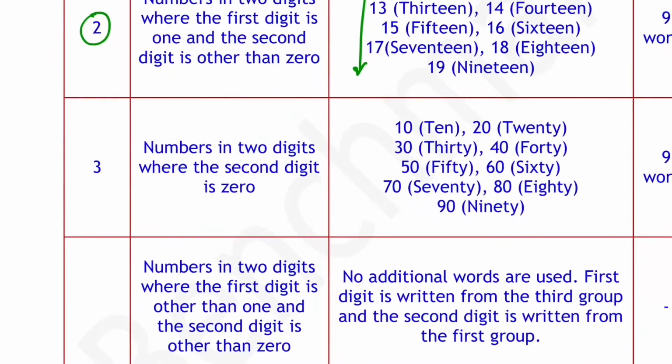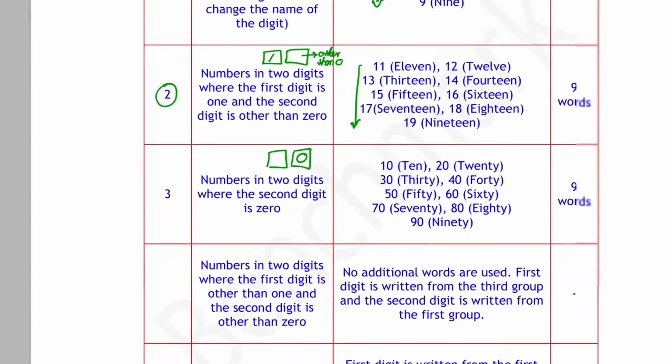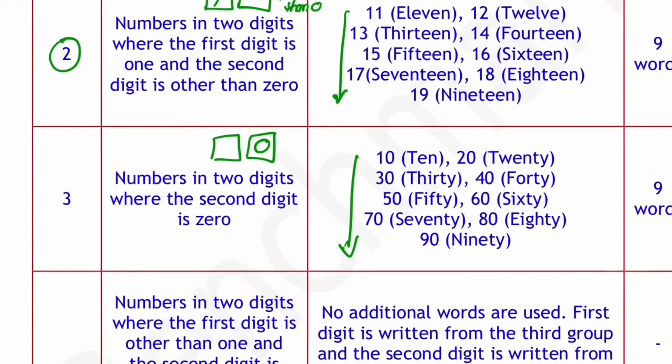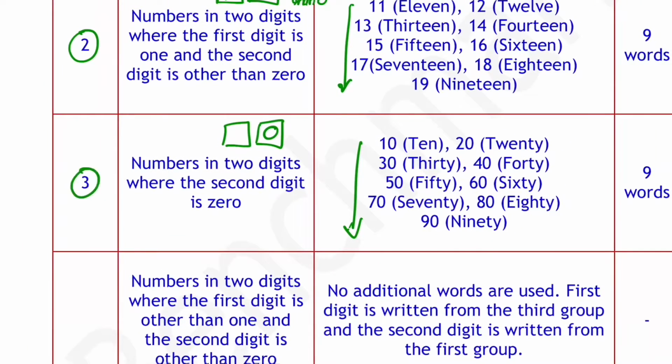Thereafter, we have 2 digit numbers where the second digit is 0. From 10 to 90, we have another 9 more words. Let me identify those 9 words as words in group 3.